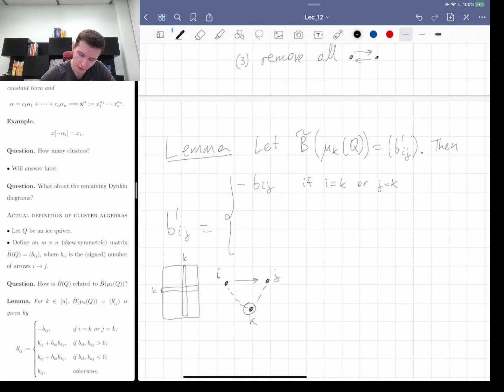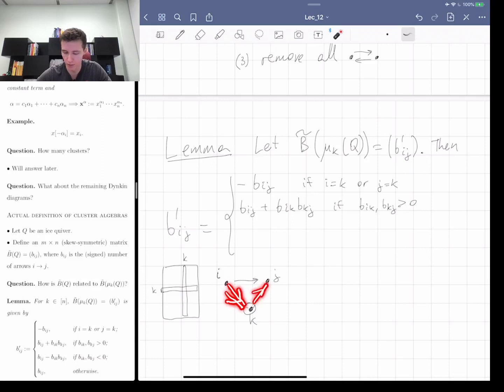And the answer is given by Bij plus Bik times Bkj if Bik and Bkj are both positive. So in other words, what does it mean that Bik and Bkj are positive? That means that you have some arrows from I to K and some number of arrows from K to J, and then you just multiply the number of incoming arrows by the number of outgoing arrows, and you add that number to the number of arrows between I and J.